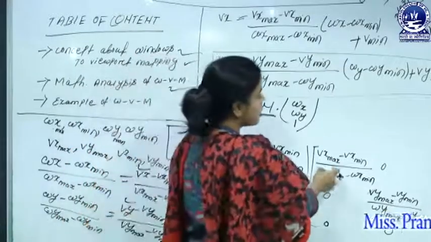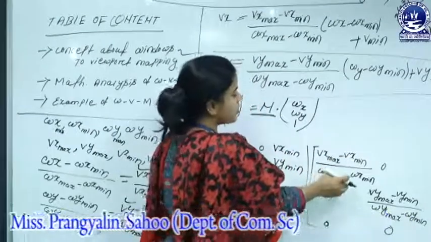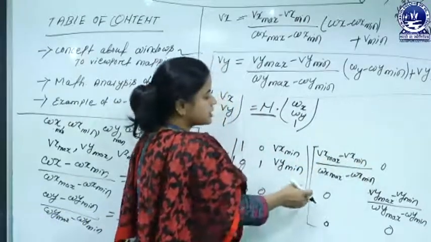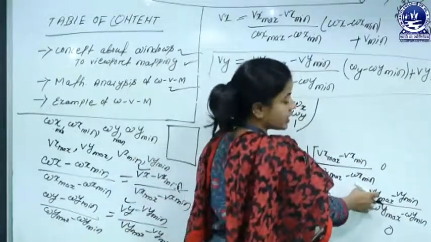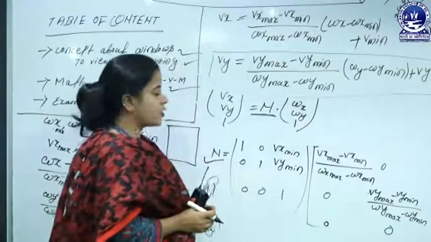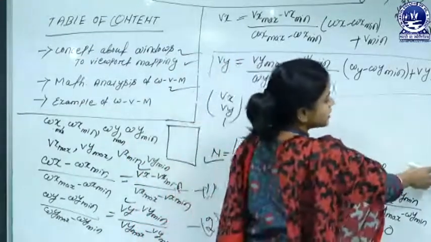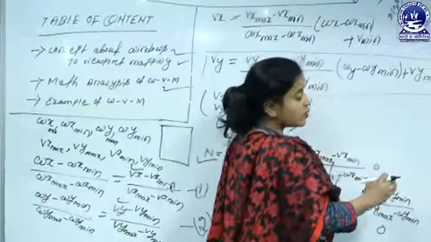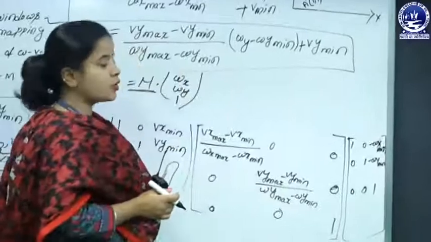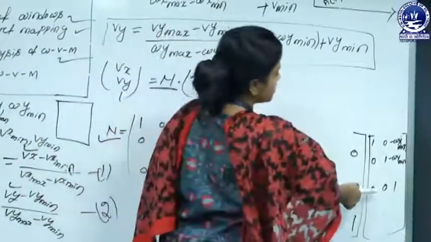And the next one is Vx maximum minus Vx minimum divided by Wx maximum minus Wx minimum, 0 and 0, then 0, and the y coordinate is determined by the formula Vy maximum minus Vy minimum divided by Wy maximum minus Wy minimum. Then the concept of translation, which can be clockwise or anti-clockwise. So here the matrix is 1 0 minus Wx minimum, 0 1 minus Wy minimum, and 0 0 1.